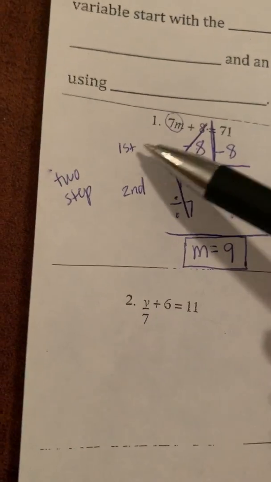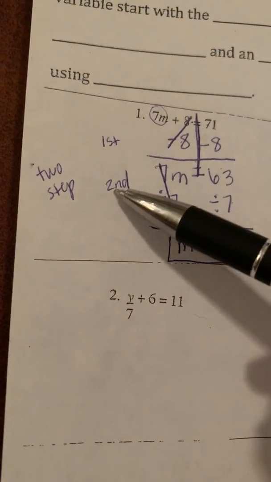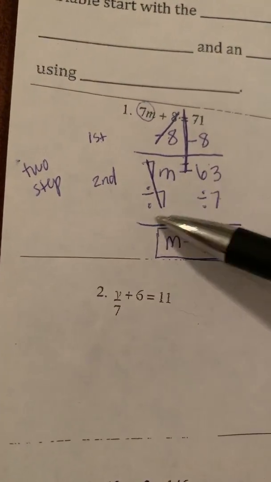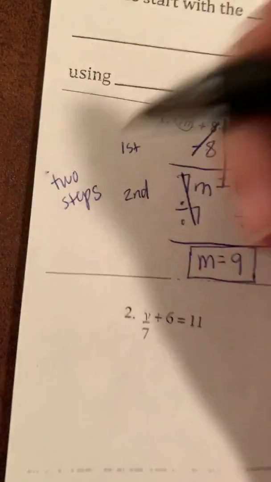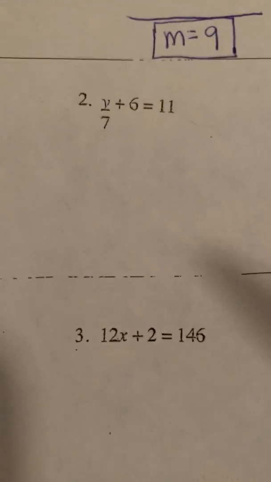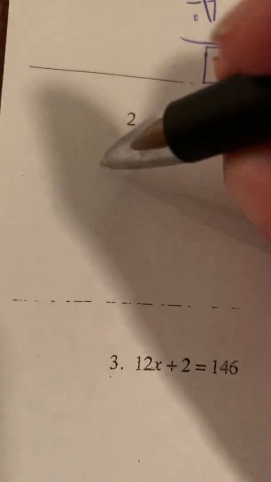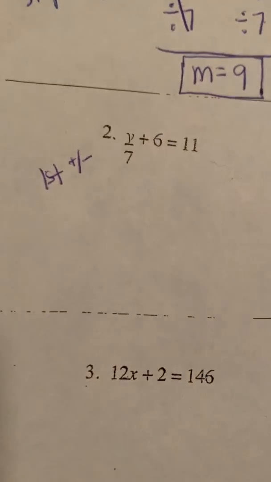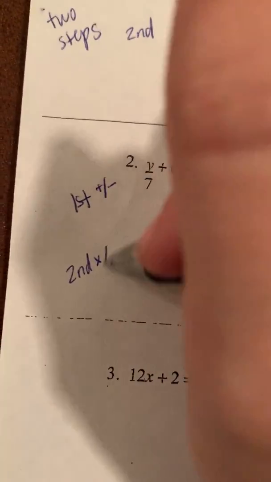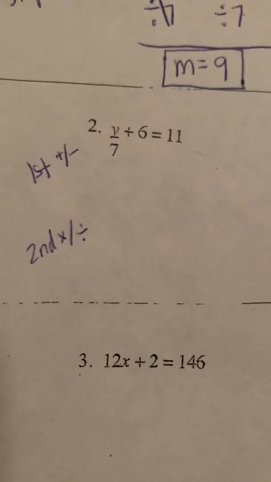Again, first step is always addition or subtraction. Second step is always multiplication or division. There should always be 2 steps because it's a two-step equation. Okay, so this one I'm going to do the same thing. My first step is going to be add or subtract. My second step is going to be multiply or divide.